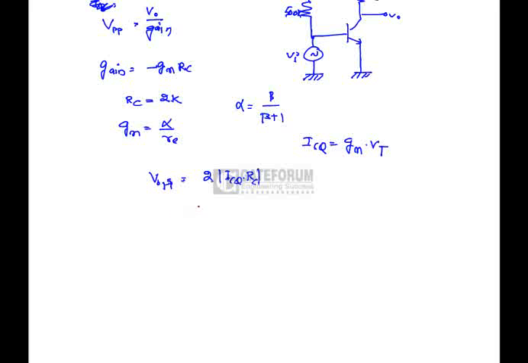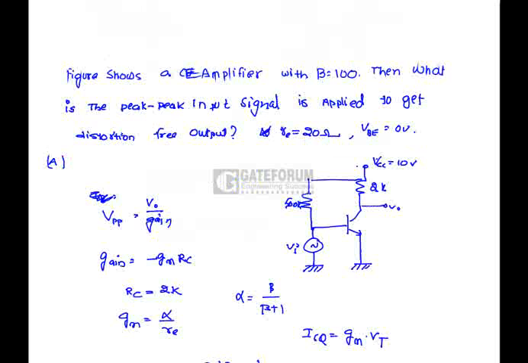After substituting all these derivations, that is, whatever values we have, we get the V input peak to peak swing as 80 millivolts. Here the options are 40 millivolts, 60 millivolts, 80 millivolts, 100 millivolts. Hence option C is correct.